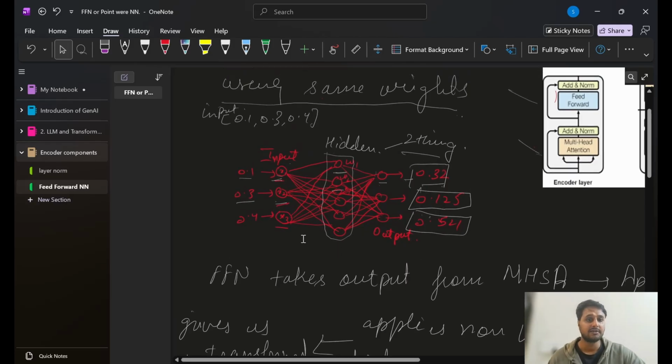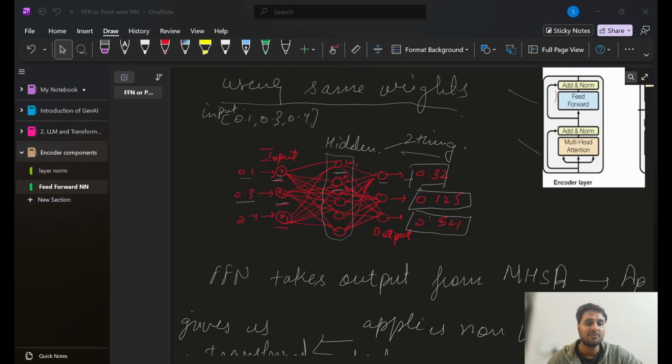So we can write this neural network in matrix form, since, as we all know, in the transformer architecture everything is happening in parallel. So let me take you through it.